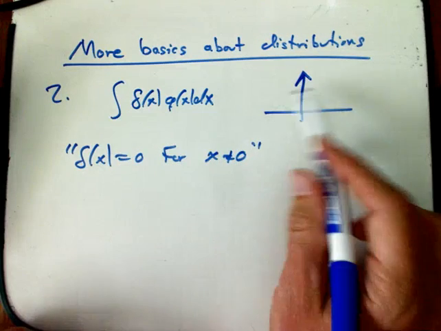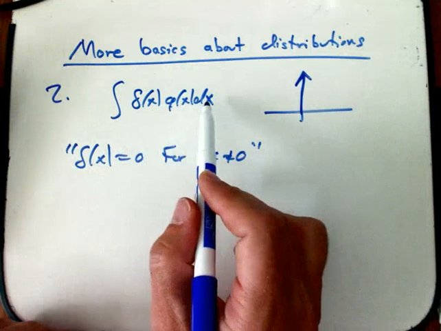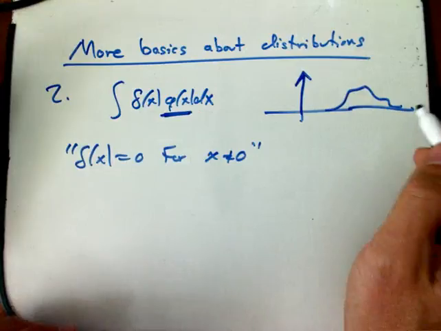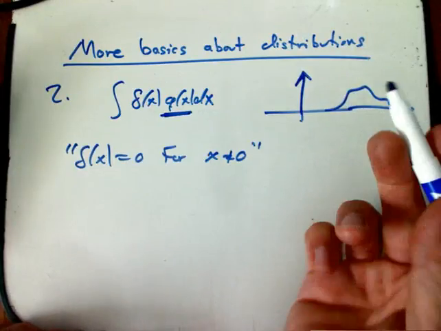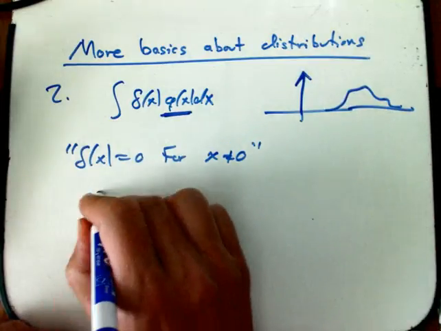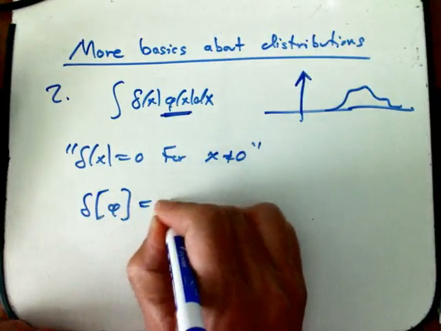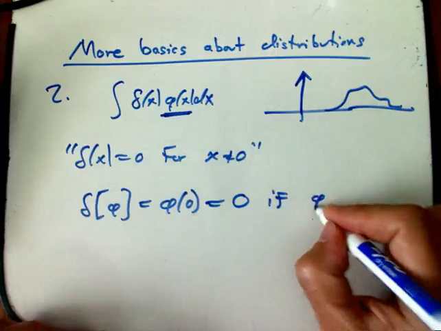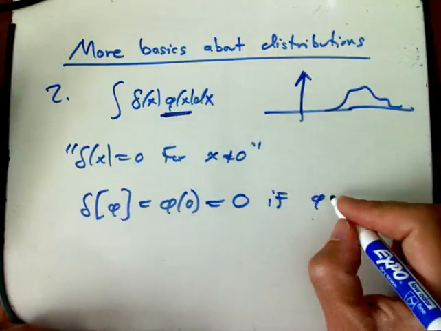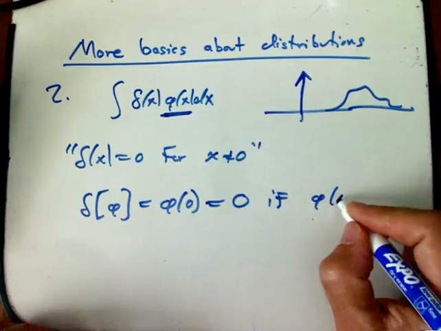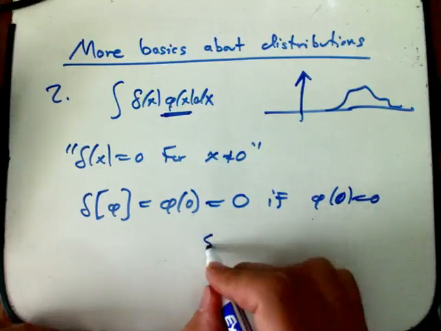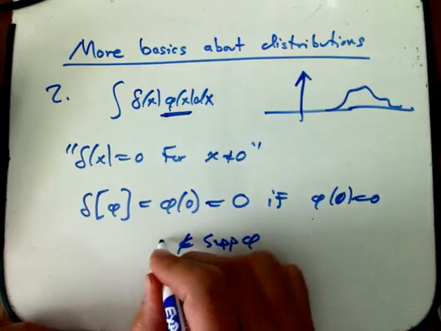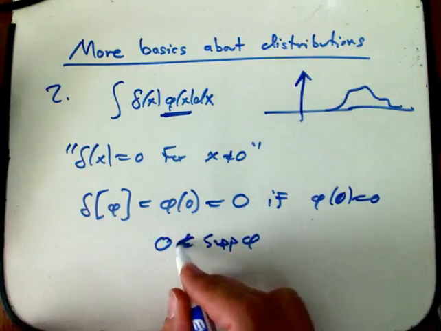Well, what does that mean about integrating? This is something that's closer to being meaningful. It means that if this thing is supported over here, then you shouldn't see anything. You should get 0. And so that's exactly what we say. We note that delta of phi, since that is phi of 0, that's totally going to be 0 if, it's really tautological, but it's important for later understanding about how this works, if phi of 0 equals 0. In other words, if the support of phi does not include 0.